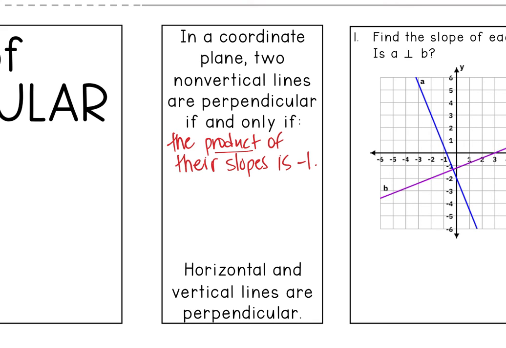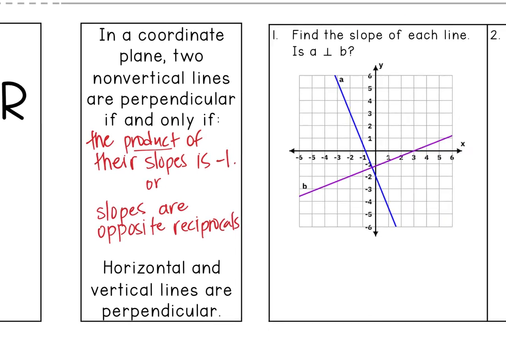Another way that you might have learned this previously in another class is that their slopes will be opposite reciprocals. So opposite just means positive, negative. So one will be positive, one will be negative. And reciprocal means that if it's a fraction, you're just going to flip it over. Okay, so let's take a look.